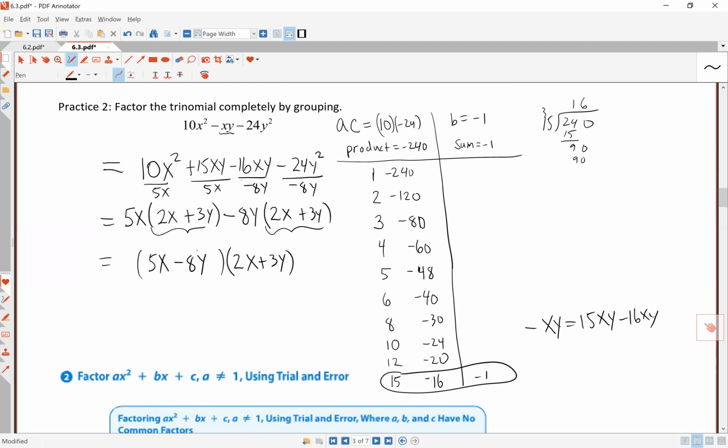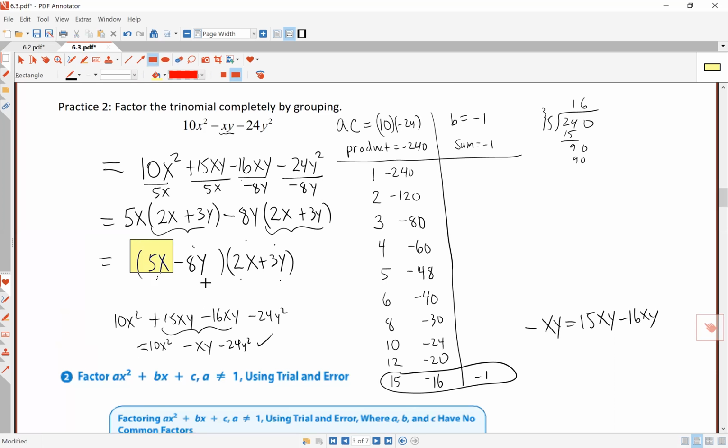Checking this one, first terms give us 10x squared. Outside terms give us 15xy. Inside terms give us negative 16xy. And last terms give us minus 24y squared. Middle pieces are negative xy. And the last piece is negative 24y squared. So that works. 5x minus 8y times 2x plus 3y.